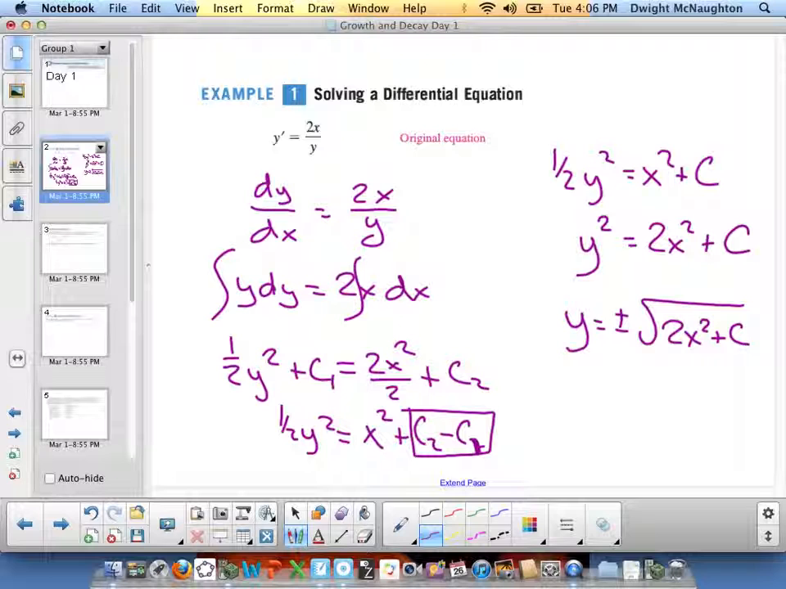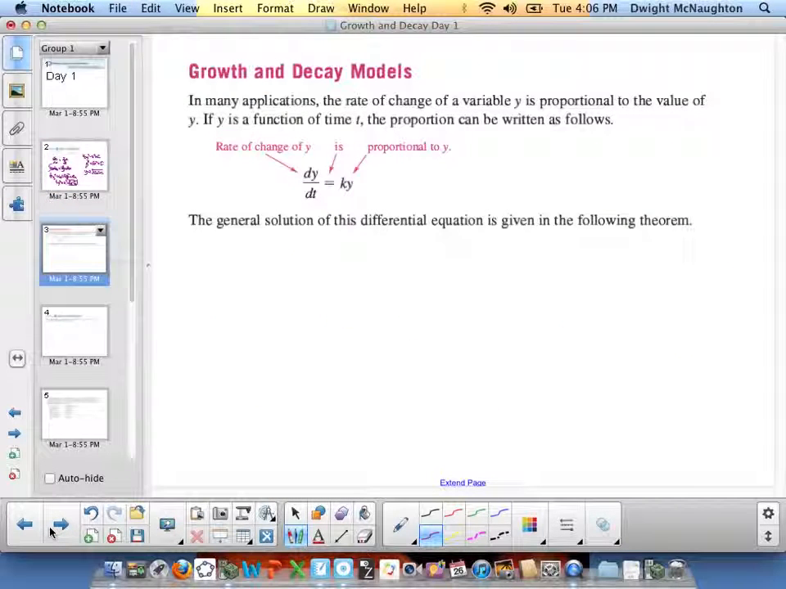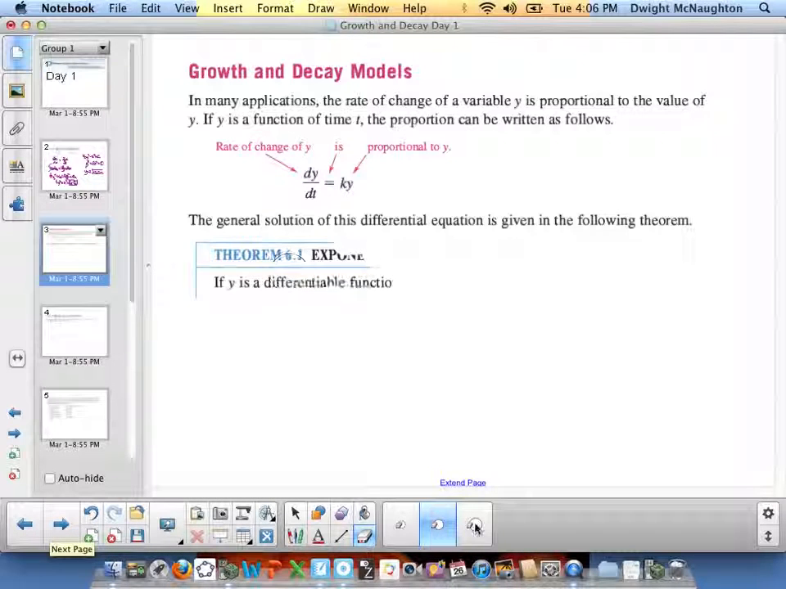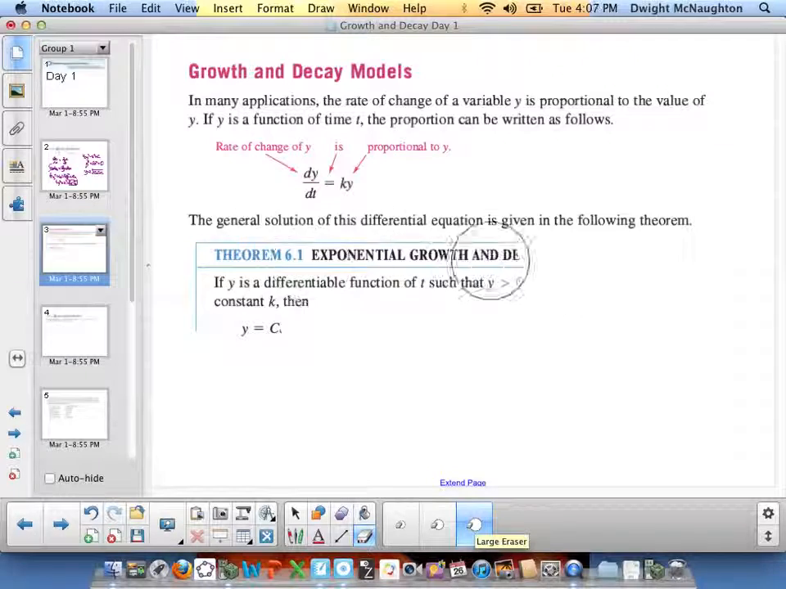That's solving differential equations. And we can take it a little bit further with the exponential growth model. The exponential growth model says the rate of change of a substance is proportional to the substance that's already there. The rate of change of y is proportional to y, or we could say dy/dt equals ky. Now if we were to solve this, it would give us this general idea. And this would be the general solution.